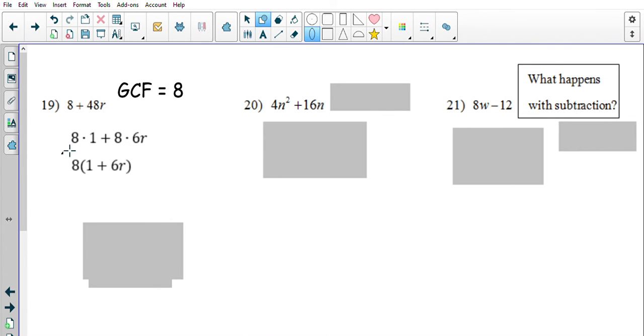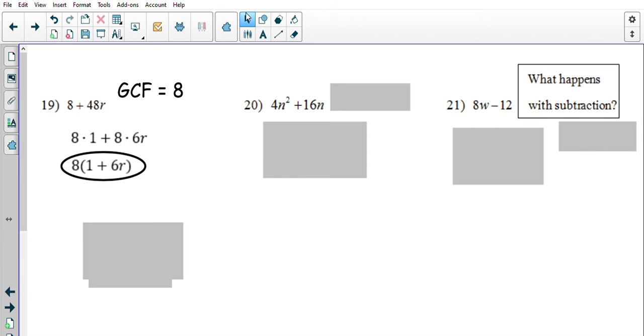Something to mention is that you probably will eventually get to the point where you can just go right to the final solution without having to write this work or this step. And that's great if you're already there. So feel free to give that a try by saying, okay, I know the GCF is 8. 8 times what gets me 8? That's 1. Plus 8 times what gets me 48r? Well, that's 6r. So you can factor this without having to show work if you feel comfortable.